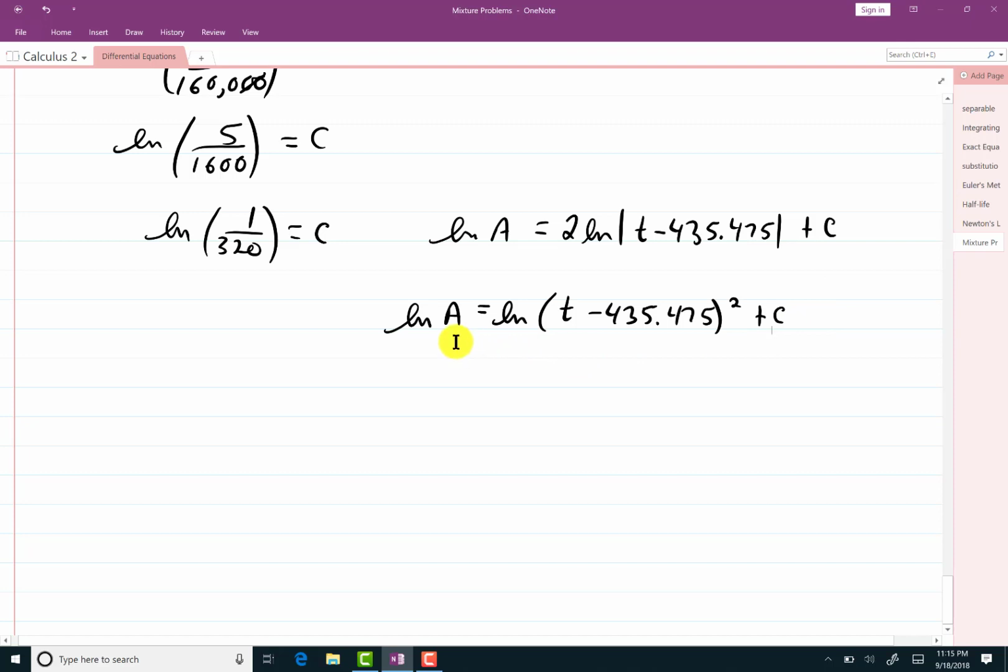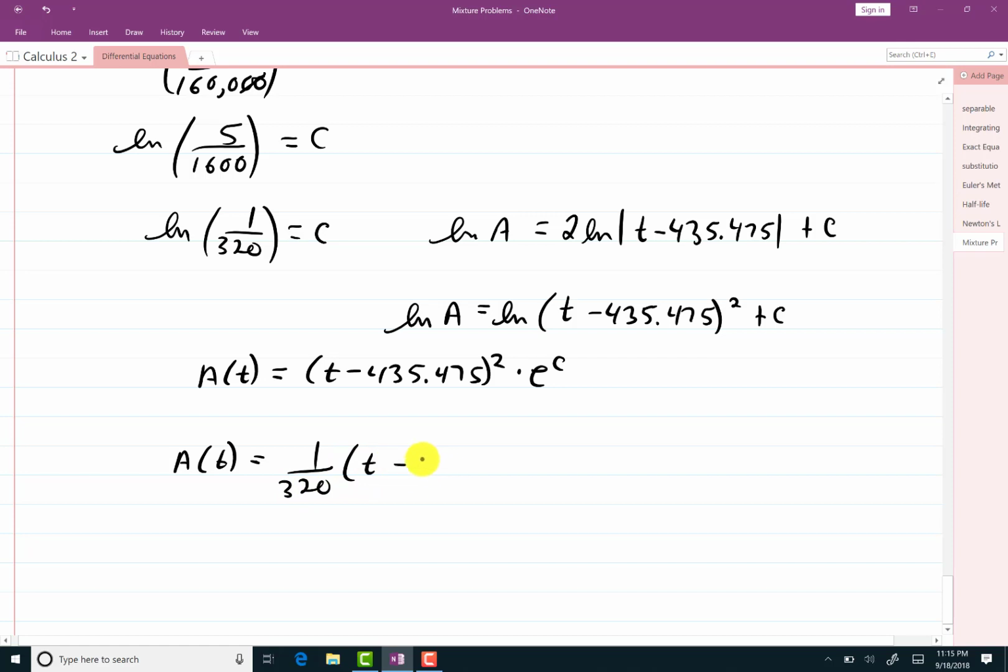And then I'll take e to both sides, and I'll get A of T equals T minus 435.475 squared times e to the C. I didn't actually want C. I prefer to have e to the C, which is just 1 over 320. So A of T equals 1 over 320 times T minus 435.475 squared. And remember, T has to be greater than or equal to 35.475 for this to work, because we're talking about when the pollution got to 500 ounces, which was at that time.